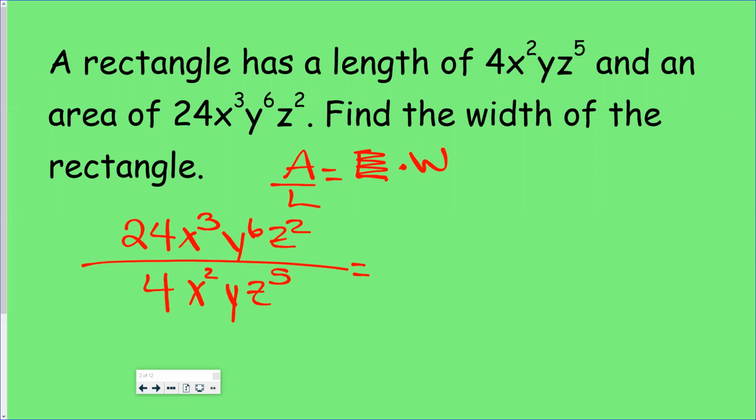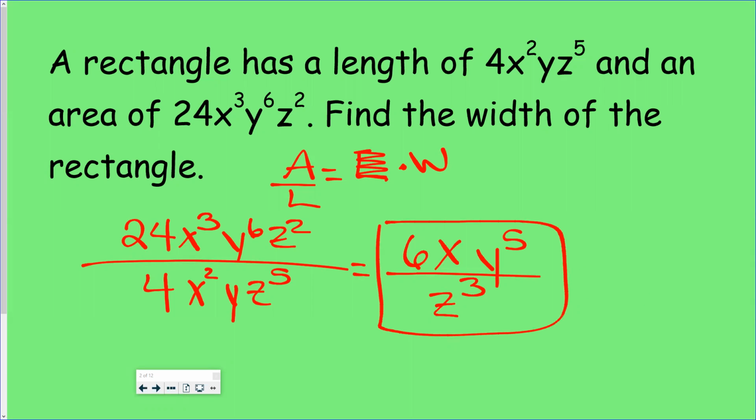So when I divide my coefficients, 24 divided by 4 is 6. x^3 divided by x^2, I subtract the exponents to get x^1. Positive exponents, I stay on the top of my fraction. y^6 divided by y^1 gives me y^5. z^2 divided by z^5, 2 minus 5 is negative 3. So that means z^3 needs to go on the bottom half of my fraction. And this right here is my answer for my width.